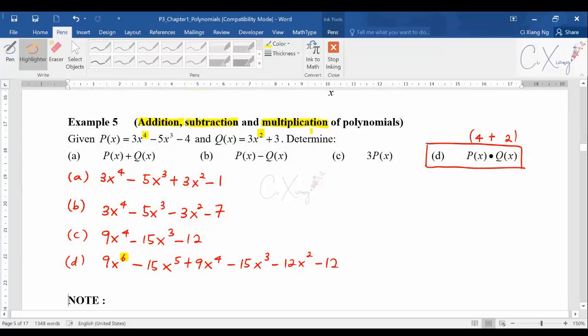Okay, where is the division? Division needs more skills, and we will cover this in the next video. This video is pretty short. So what you need to do is go and complete this example 5.